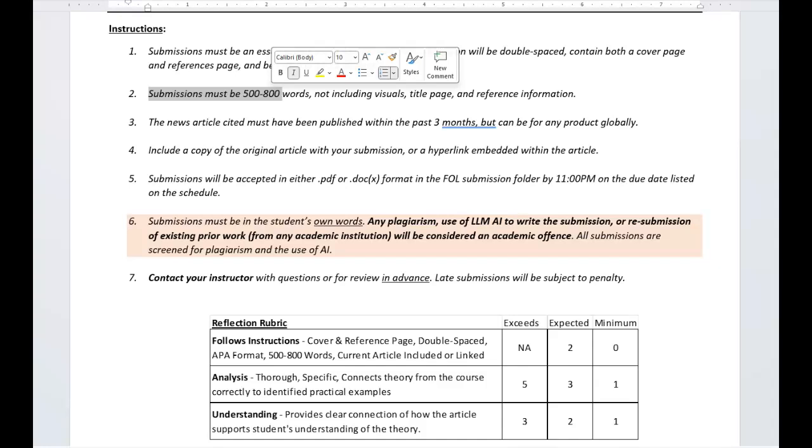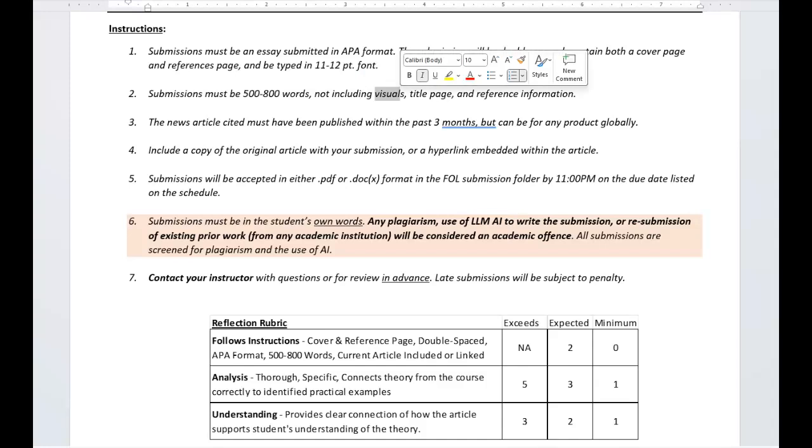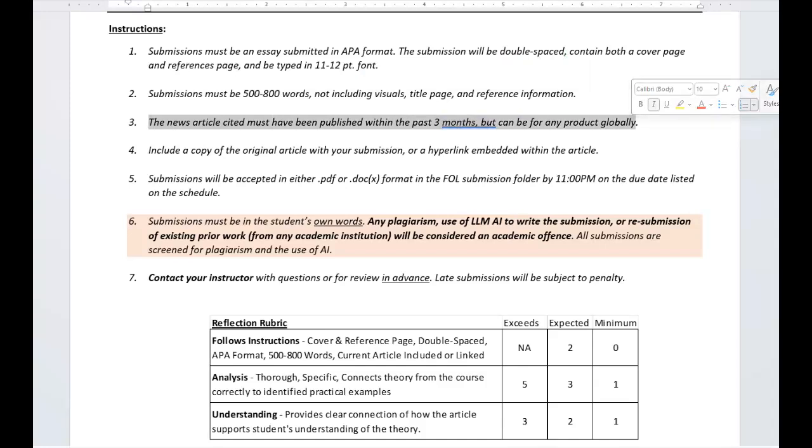So this is not going to be something that will take dozens of hours of your time. We're just looking for an explanation. I want to see that you're able to make that connection of the theory to the real world. So 500 to 800 words, that doesn't include the cover page, it doesn't include the graph, but be thinking along those lines, 1 to 2 pages. The information that you're referencing has to be current, something from within this last few months, but you can look anywhere in the world for the product that you're interested in.